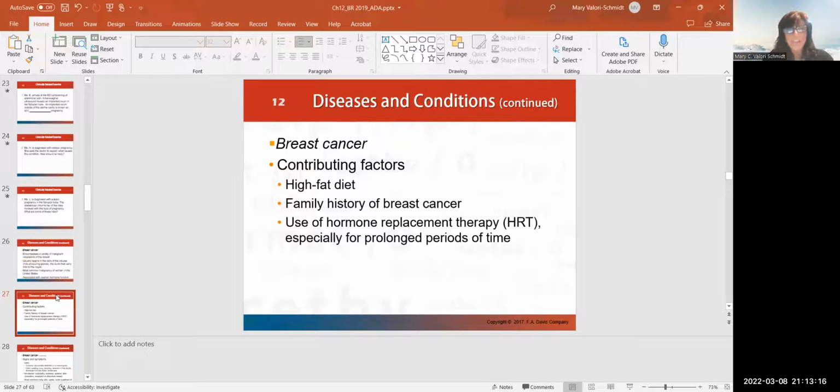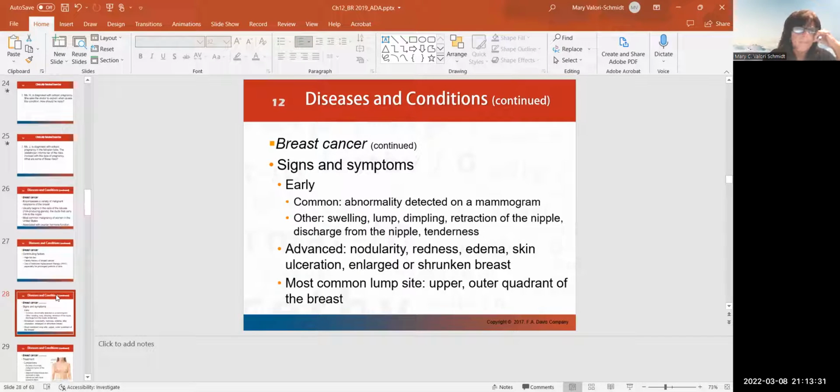Contributing factors: family history is the biggest one. Estrogen use for prolonged periods of time, especially if there's a family history of breast cancer or any cancer for that matter. And yeah, high fat diet and obesity, but not quite as much. Usually no signs of breast cancer other than something found on a mammogram. And usually no pain. Cancer doesn't hurt, right?